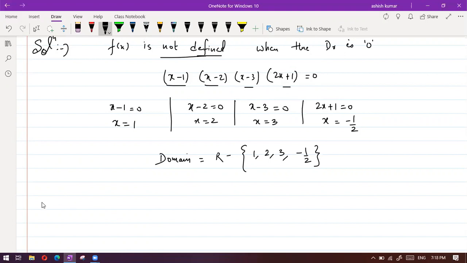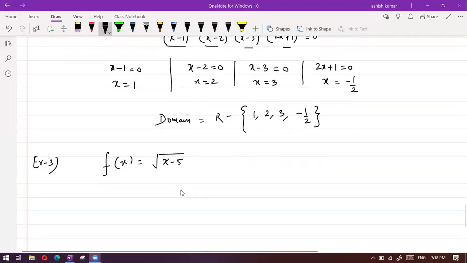Yes, sir. Let's take another example, number 3. Suppose we are seeing only the f(x) by g(x) form. Let's say it is written here, f(x) is equal to root over (x minus 5). So a square root is there.